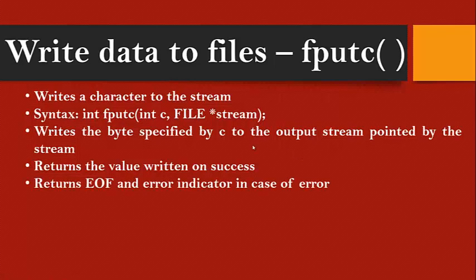Whenever the stream reaches the end of the file, or any kind of error happens, it will return this. In case of any error, it will return a constant value, that is EOF, along with the error indicator. So here's an example. I'm just calling the function fputc, passing the integer value, that is 1, followed by the stream.